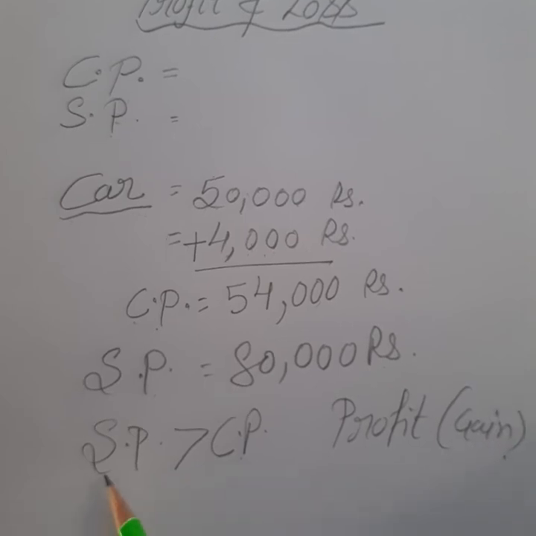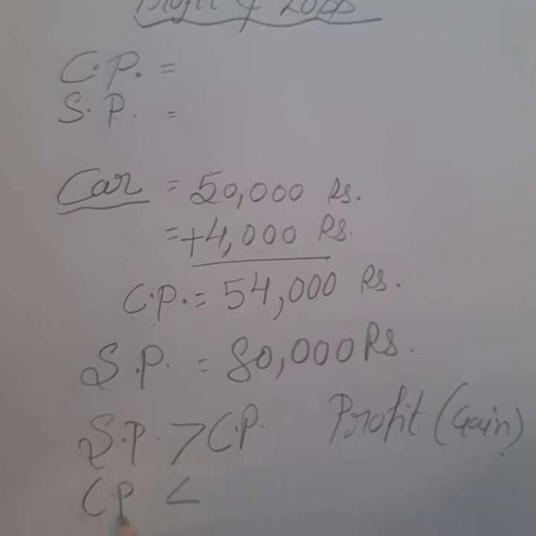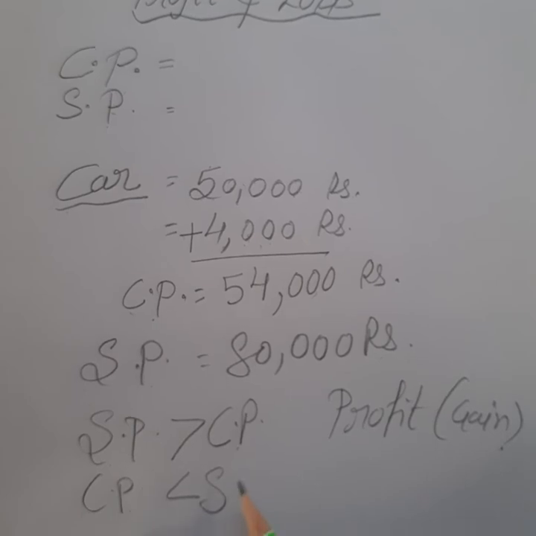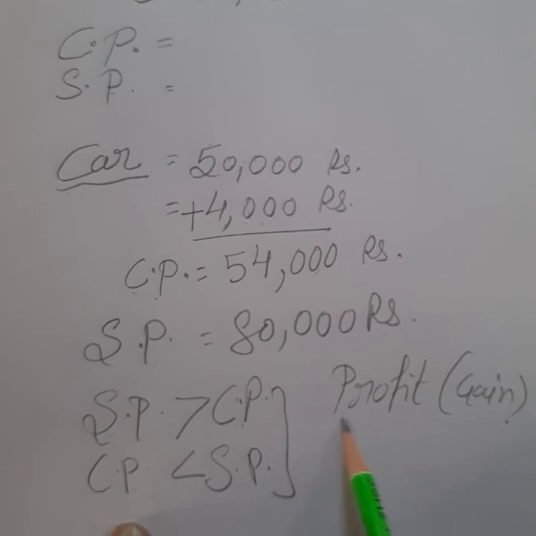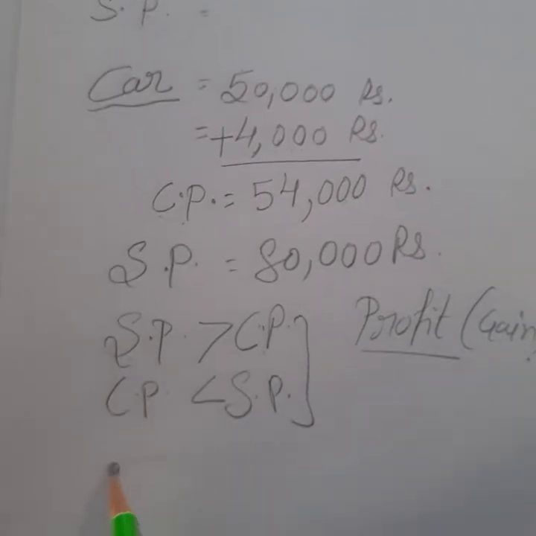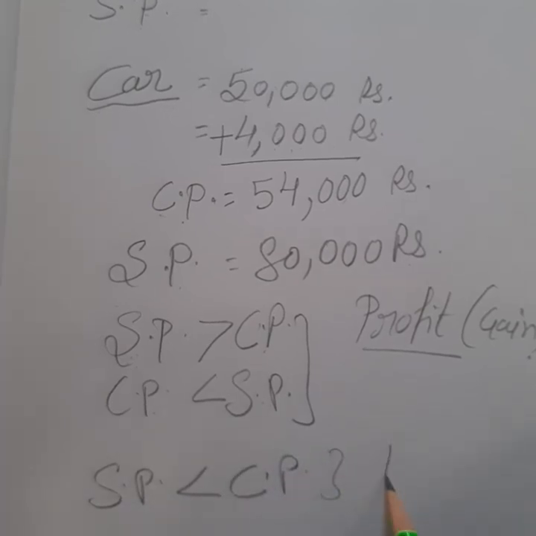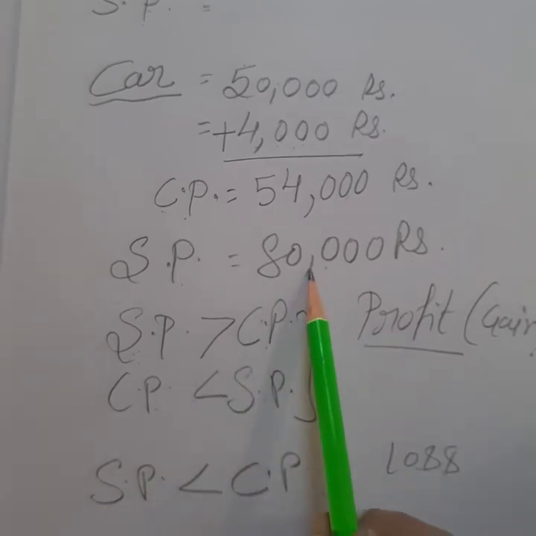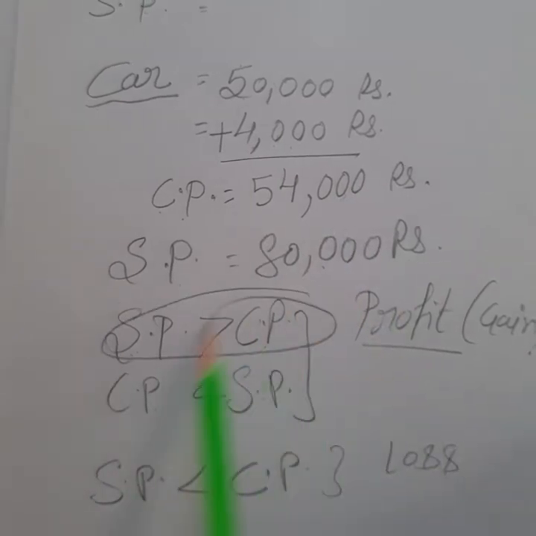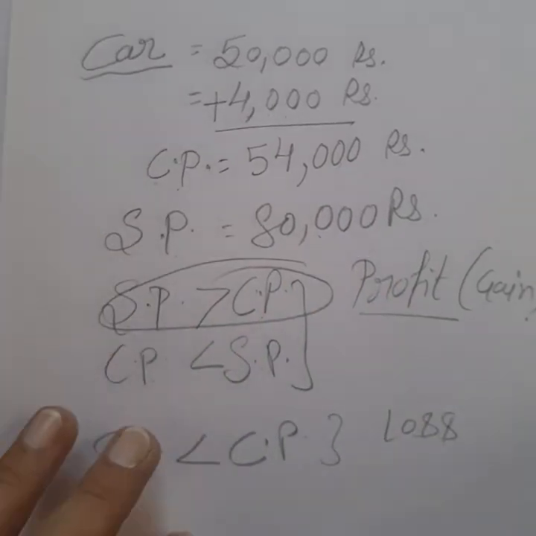If your cost price is less than your selling price, then the condition is the same: in both statements the selling price is greater than the cost price. In both these conditions we have profit. And if we have the opposite condition, that the selling price is less than the cost price, then we have loss. So in this condition the cost price is greater than the selling price, and we have loss. In the car example we have profit.